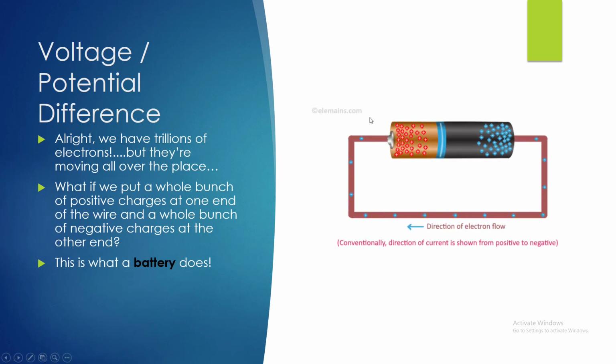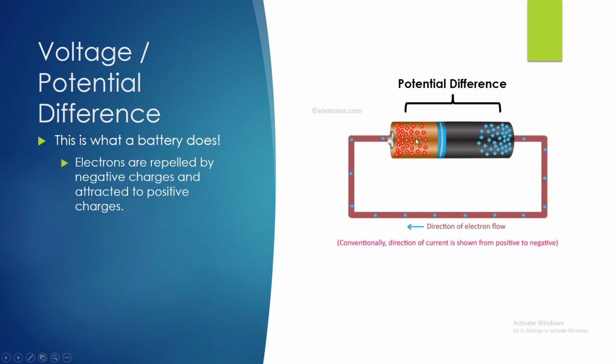And here's my very nice picture. We have a whole bunch of positive charges, a whole bunch of negative charges, and these negative charges will be pushed away by the negatives, their other negative friends, and attracted to the positives. And that's how we get a nice current. Yep, electrons are repelled by the negative charges. Remember, like charges repel, and attracted to the positive charges. Different charges attract.